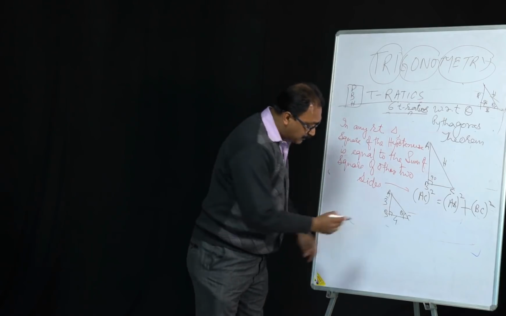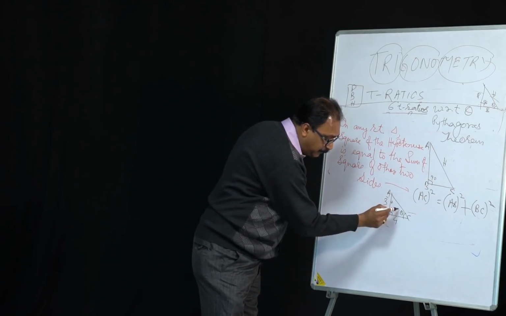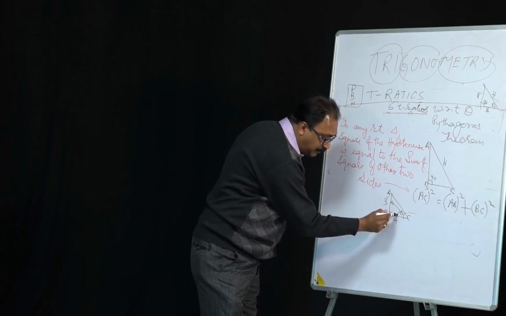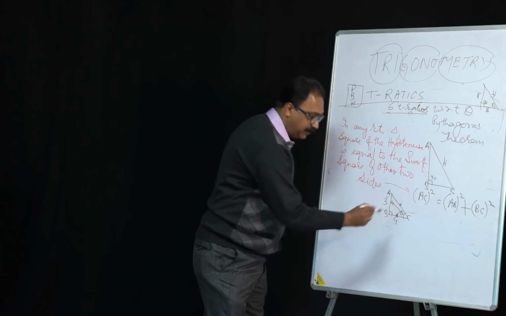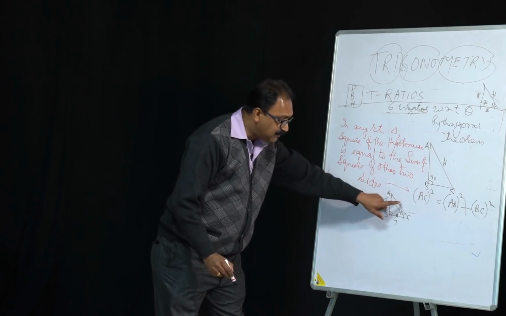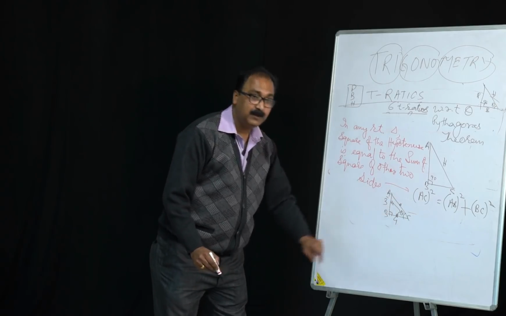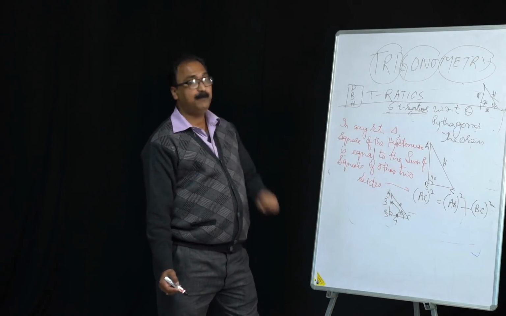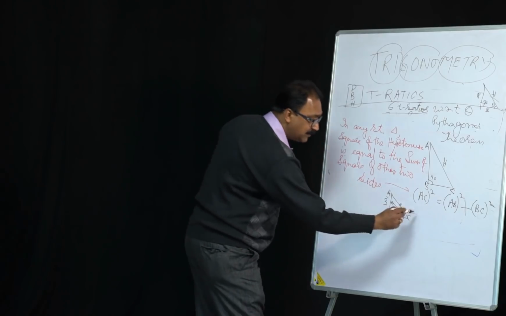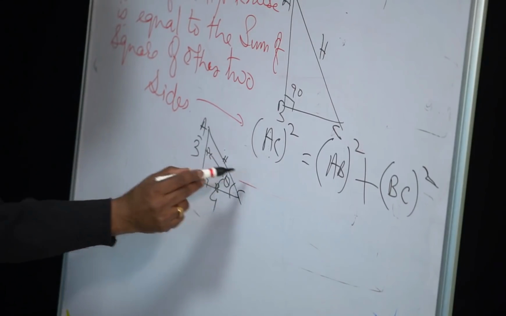So sine theta means, this is theta, so perpendicular is the opposite side, adjacent side is the base, and opposite of 90 is the hypotenuse. So in order to find sine theta you have to know this value. How to find this value? With the help of the Pythagoras theorem. What does Pythagoras say? AC square. Look at this, AC square. We don't know AC square.